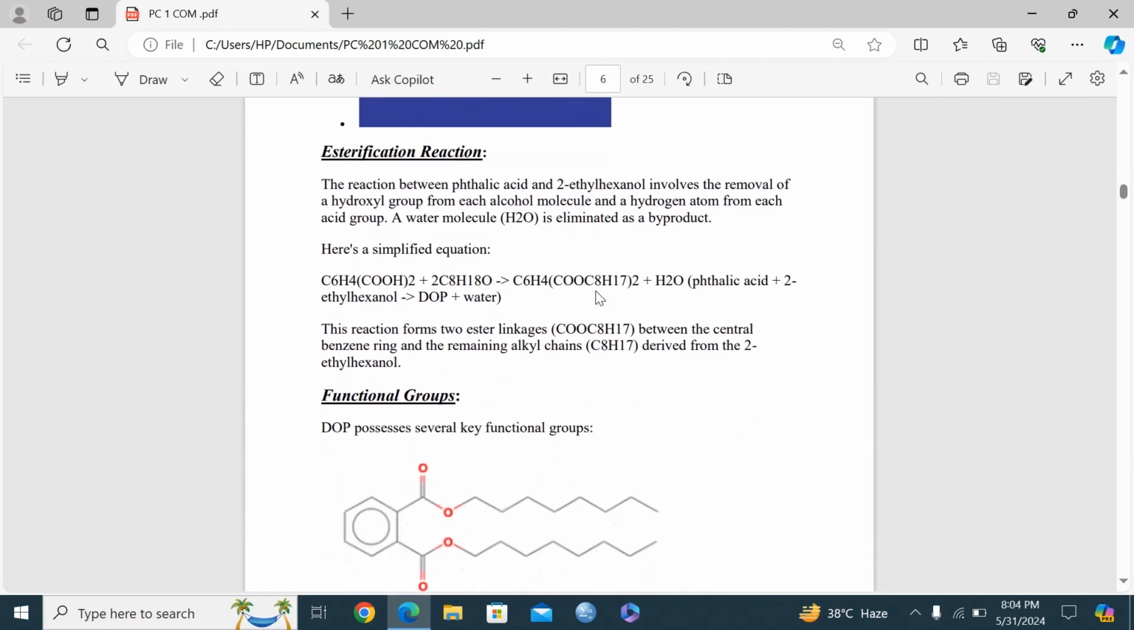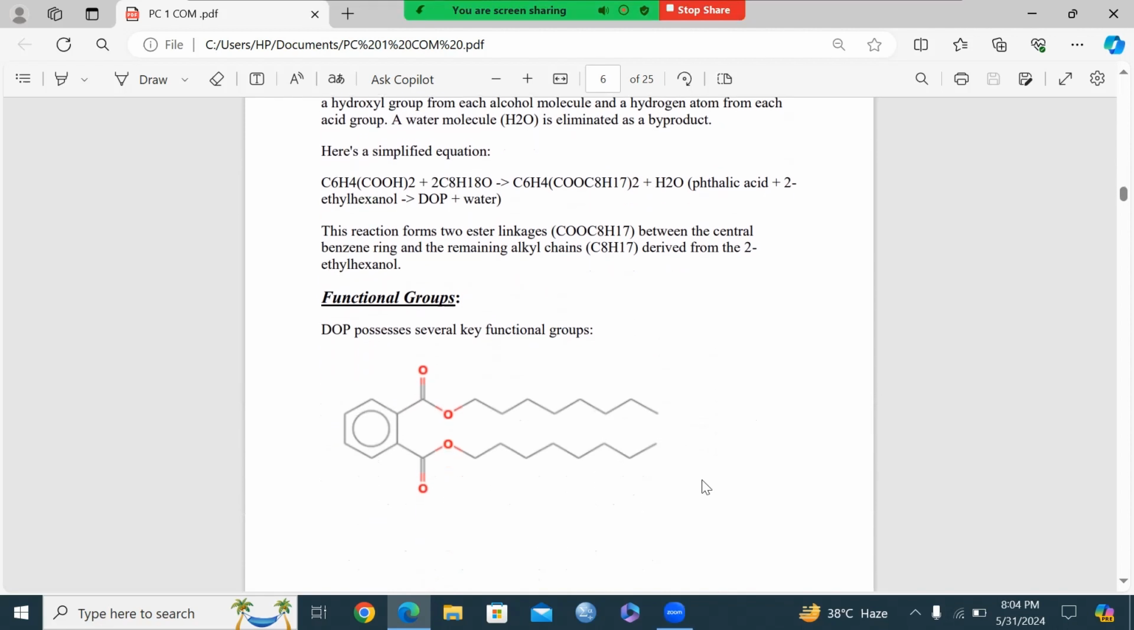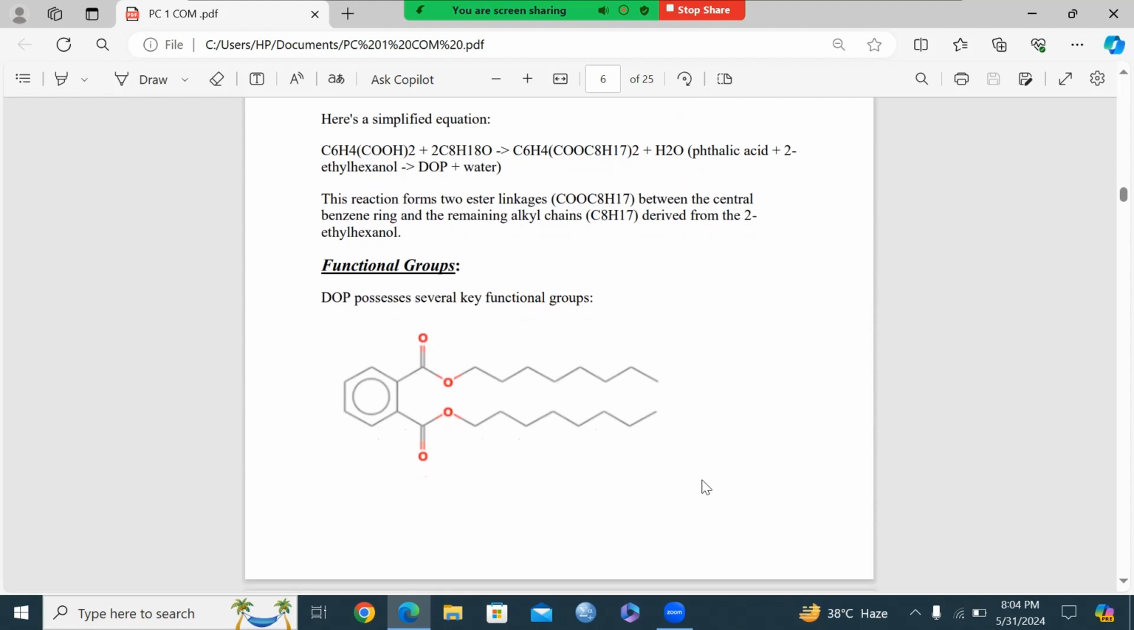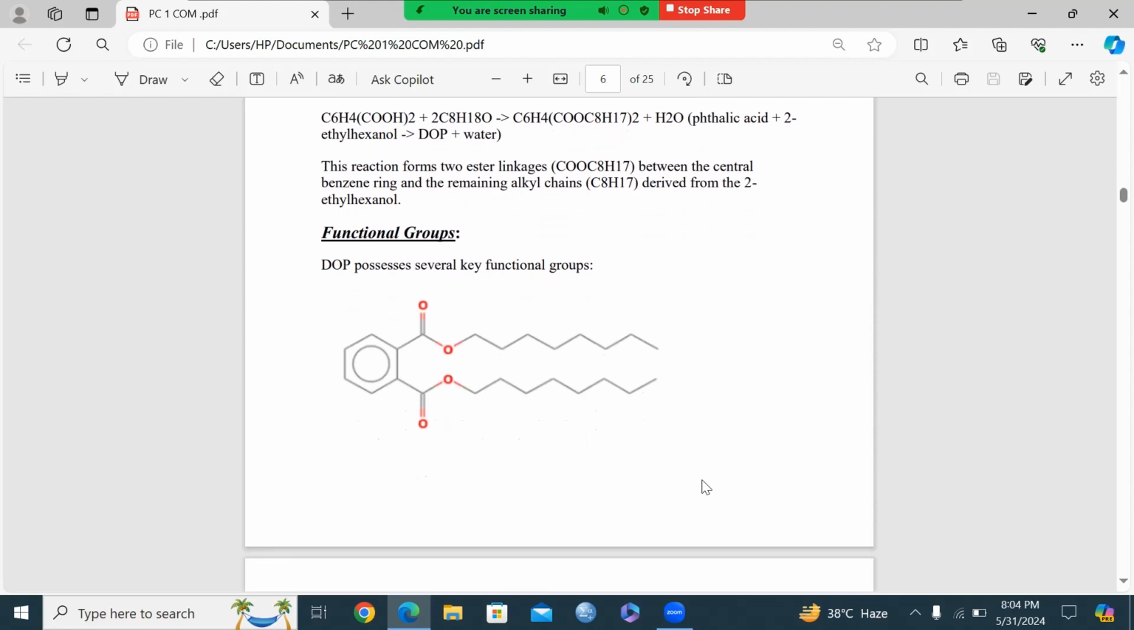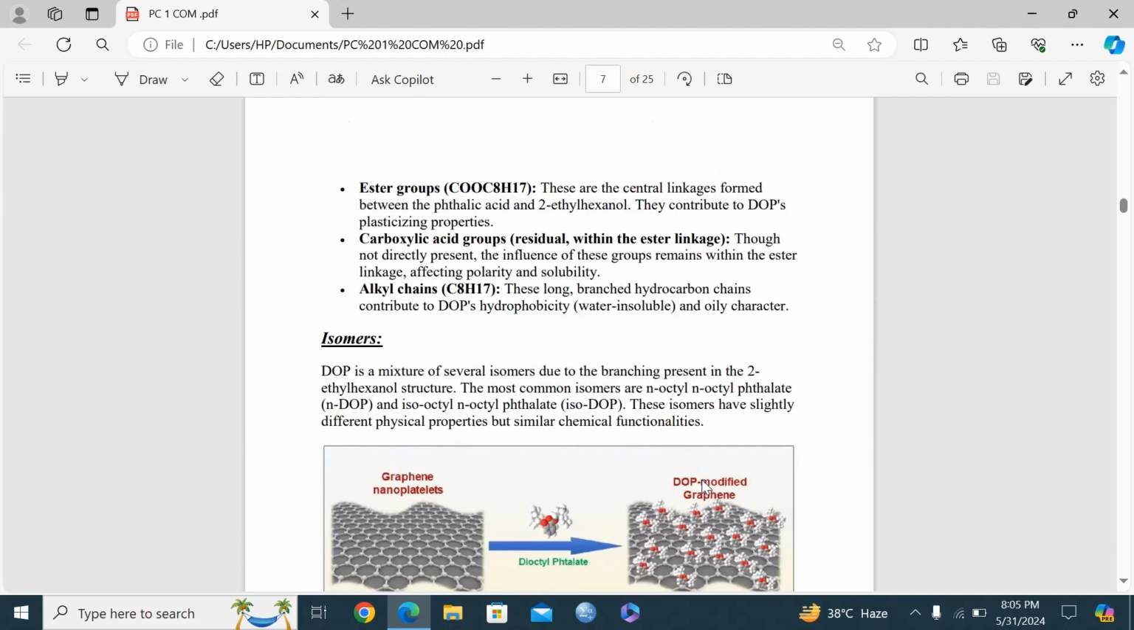The esterification reaction between phthalic acid and 2-ethyl hexanol involves the removal of a hydroxyl group from each alcohol molecule and a hydrogen atom from each acid group. Here is the simplified equation. This reaction forms two ester linkages between the central benzene ring and the remaining alkyl chain. Functional groups: ester groups, the central linkages formed between the phthalic acid and 2-ethyl hexanol.